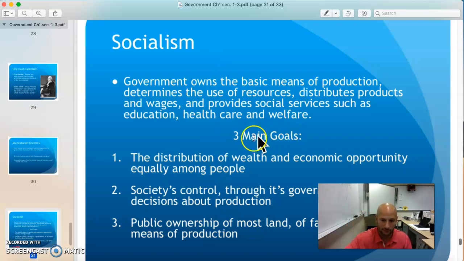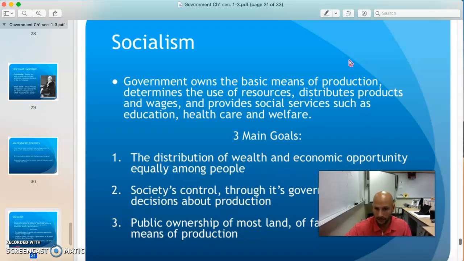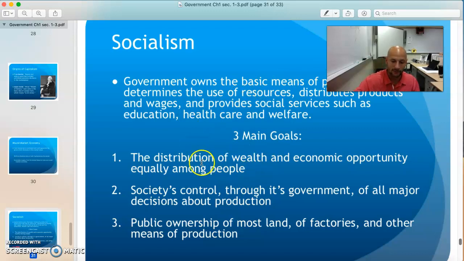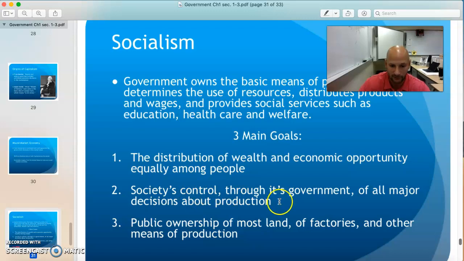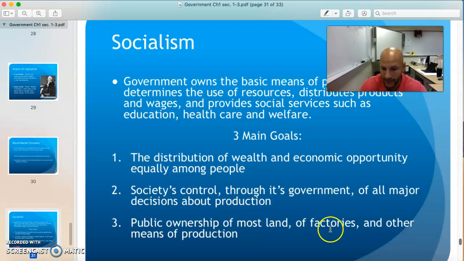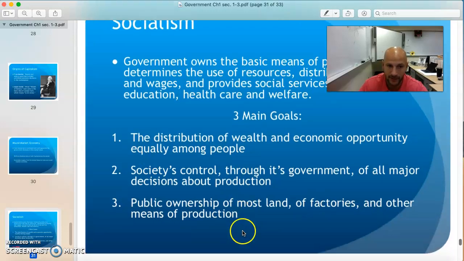Okay. So what are the three main goals of socialism? Number one, the distribution of wealth and economic opportunity equally among people. If you think about that, it kind of sounds like we have an equal opportunity because we're all equally educated, or so we like to think we are, at the high school, elementary and middle school levels. Number two, society's control through its government of all major decisions about production, and public ownership of most land, which we do, factories and other means of production. Those are the main goals of socialism.